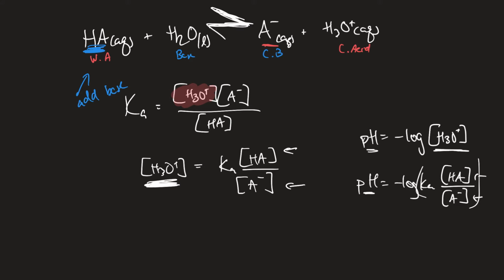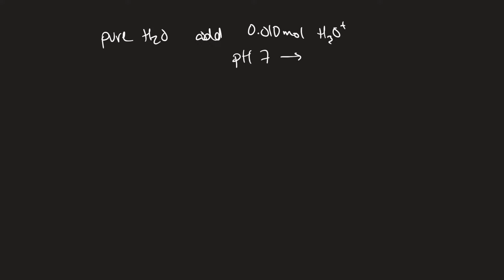And so when you think about the strength and the scope of these buffers, if you had, for example, pure water, and you were to add 0.010 mole of an acid, you will see that the pure water's pH will go from 7 to 2, just by adding 0.010 moles of this acid.